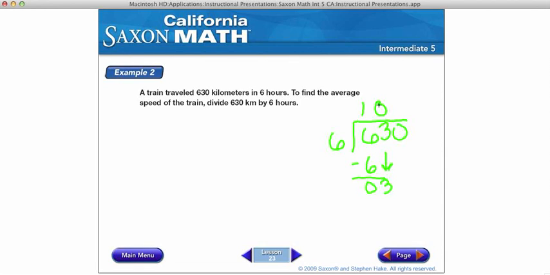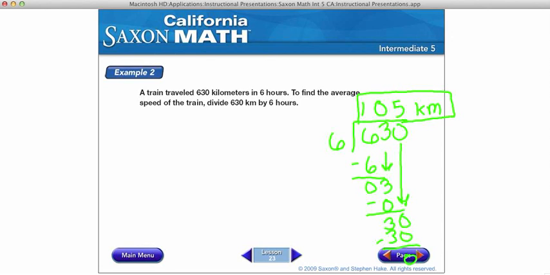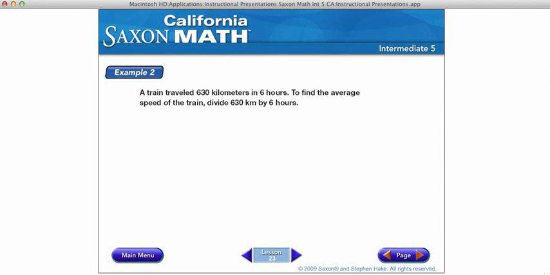Now I still multiply like I would normally. 0 times 6 is 0. I subtract like normal, and now I bring down my 0. Now 6 goes into 30 5 times. The 5 goes above the 0 I brought down. 5 times 6 is 30, and we are finished. Since 30 minus 30 is 0, we have no remainder. So the average speed is 105 kilometers. Make sure you put your units. It is incorrect if you don't. Okay?